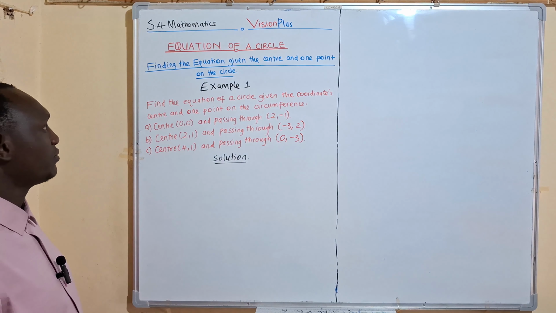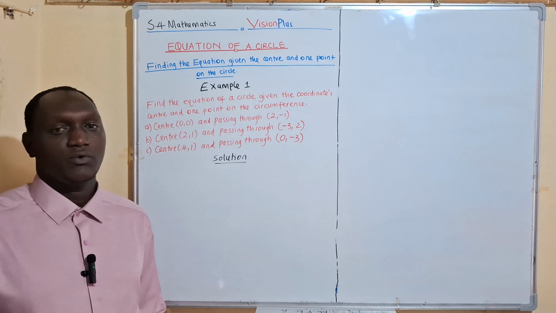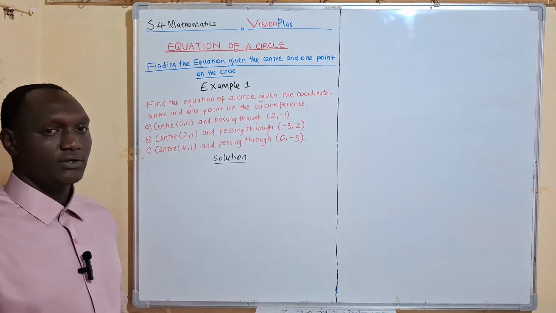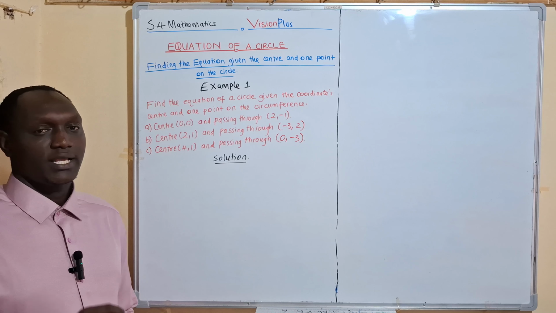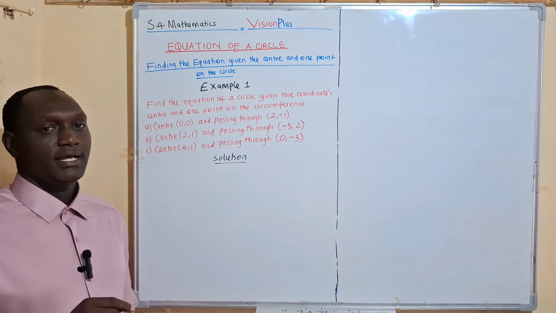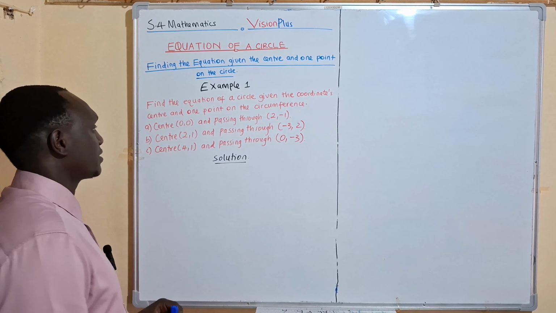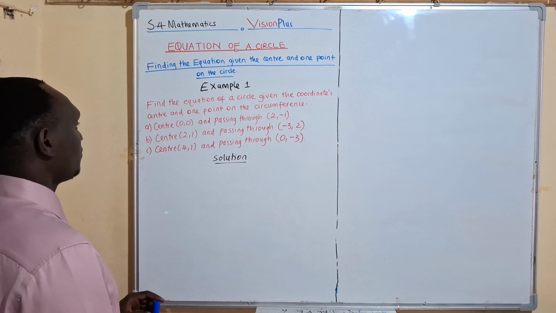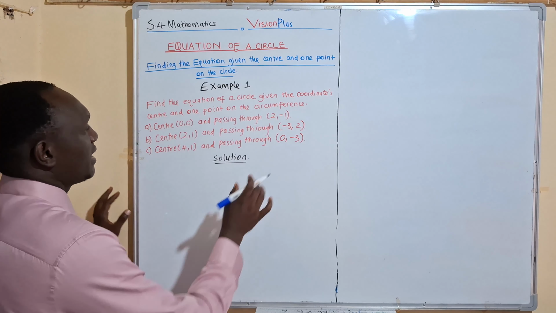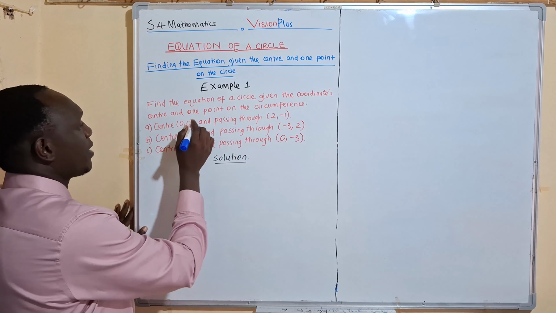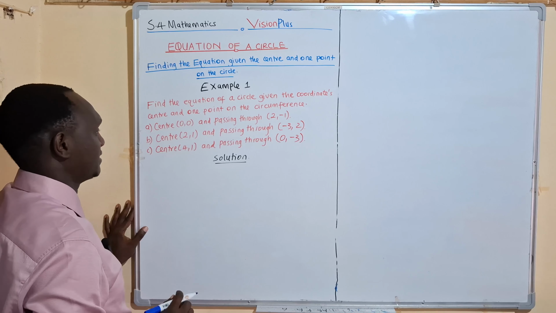Today we are going to see how we can find the equation of the circle when we are given the coordinates of the center and 1 point on the circle. We are given the center and 1 point lying on the circumference of the circle. So example 1 says, find the equation of the circle given the coordinates of the center and 1 point on the circumference.